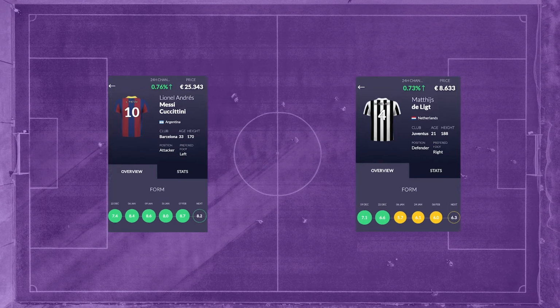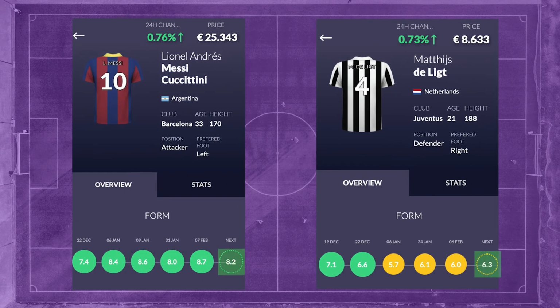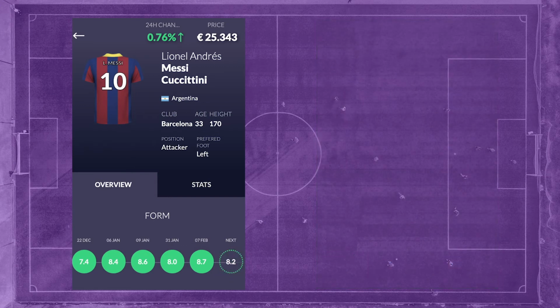Form. We also recommend keeping an eye out for the current form of the player, as this can be an important factor for his price development. You can find details of the player's form by clicking on a player's name. A player's price will rise when he outperforms his current form, meaning that if a player has had a strong streak in his past 5 matches, his expectation for his next match will be high.